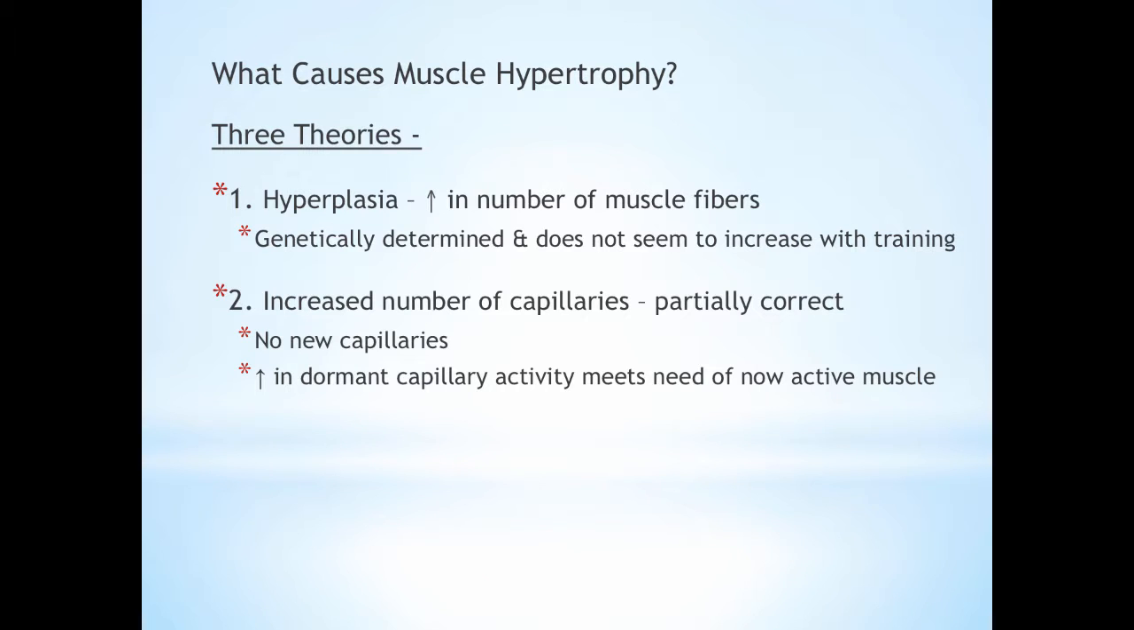So what causes muscular hypertrophy? We have three theories. One is hyperplasia, where you get an increase in the number of muscle fibers. These are determined genetically, so it doesn't seem to change just by training. Two, increase in the number of capillaries, is kind of correct. We don't create new capillaries, but we may have dormancy of capillaries, and so the activation increases their activity to meet the new activity level of the muscle.